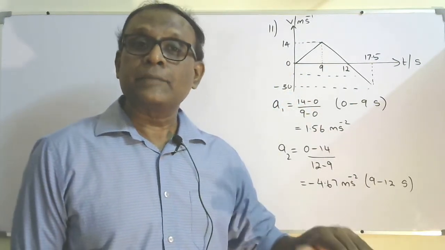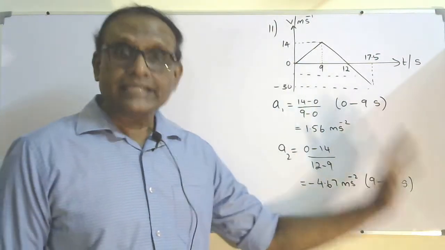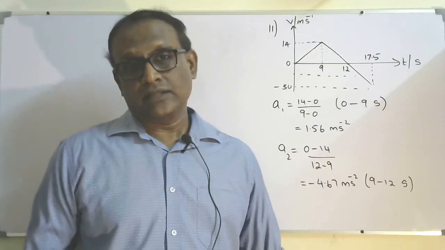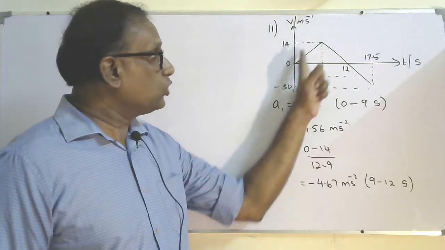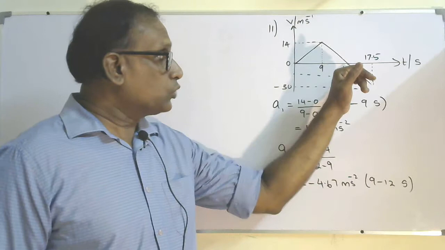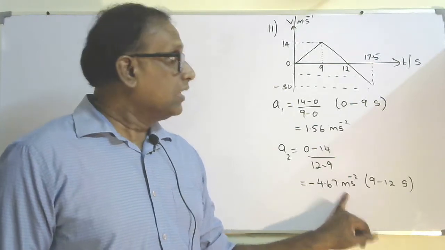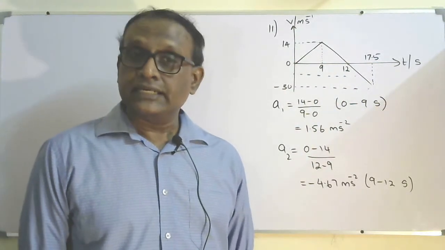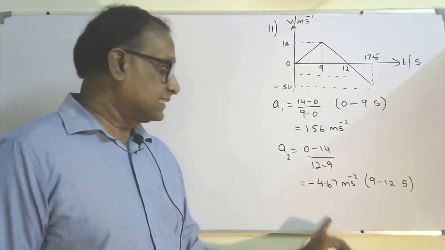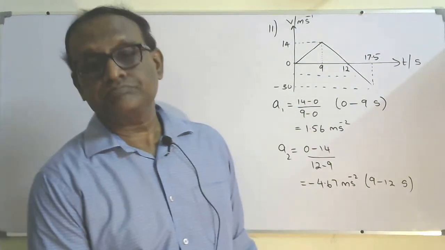Then beyond 12 seconds, up to 17.5 seconds, the velocity is increasing. That means the object is accelerating in the opposite direction to the earlier direction, and the magnitude of the acceleration again is equal to 4.67 meters per second squared. That should be the answer for the question. It's accelerating uniformly at 1.56 meters per second squared during 0 to 9 seconds; from 9 to 12 seconds, it's uniformly decelerating at 4.67 meters per second squared; beyond 12 seconds, it's accelerating in the opposite direction with magnitude 4.67 meters per second squared.